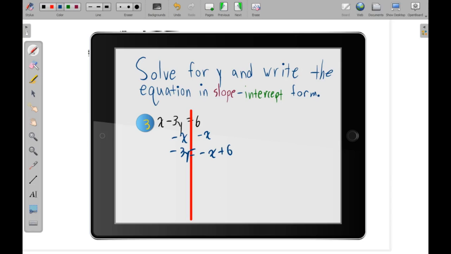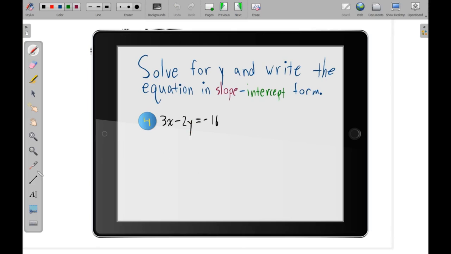Okay. And to get the y by itself, we have to divide by negative 3 because the opposite of multiplication is division. So divide by negative 3, negative 3, negative 3. That is y equals negative x over 3, because a negative divided by a negative is a positive. 6 divided by negative 3 is negative 2. You can verify that with your calculator. That's our equation. Okay, try this on your own.